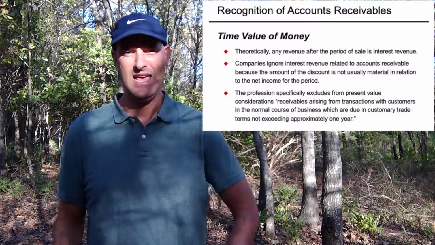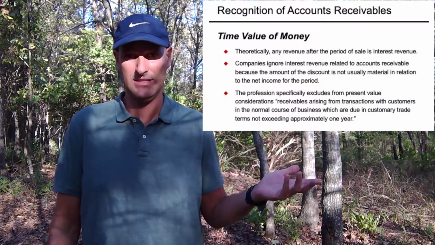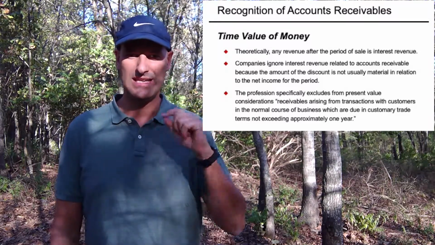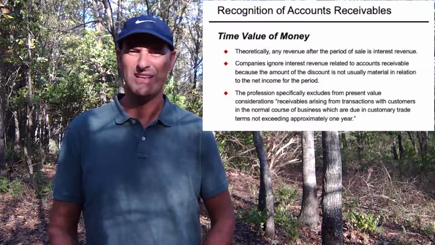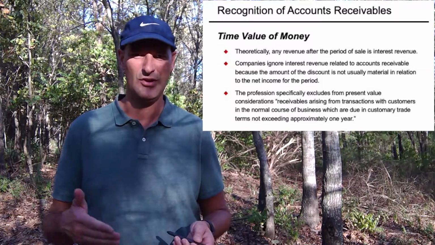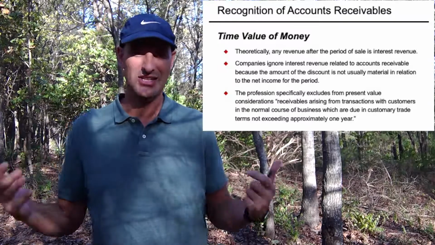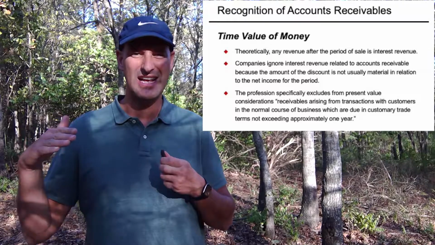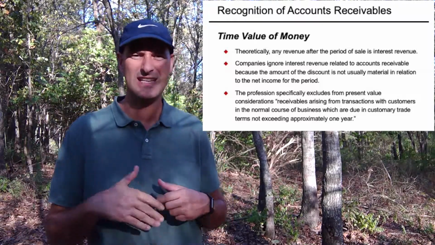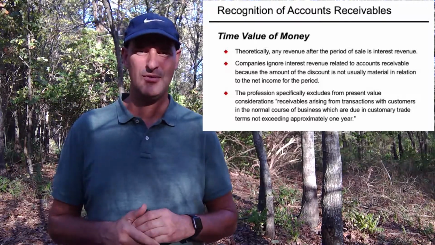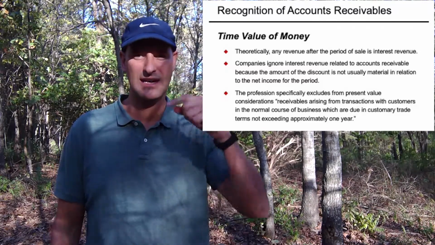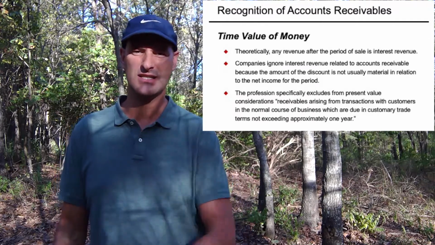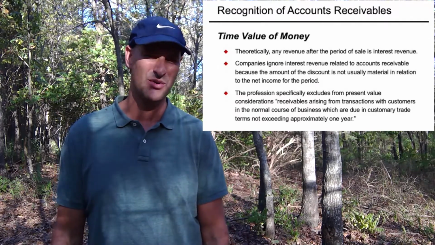So theoretically, any revenue after the period of sale is interest revenue, right? Well, yes, theoretically. However, companies ignore interest revenue related to accounts receivable because the amount of the discount is usually not material in relation to net income for the period. It's just not material. It's a lot of work for something that's not material. And because of this, the profession has specifically excluded from present value considerations receivables arising from transactions with customers in the normal course of business, which are due to customary trade terms and don't exceed 1 year.